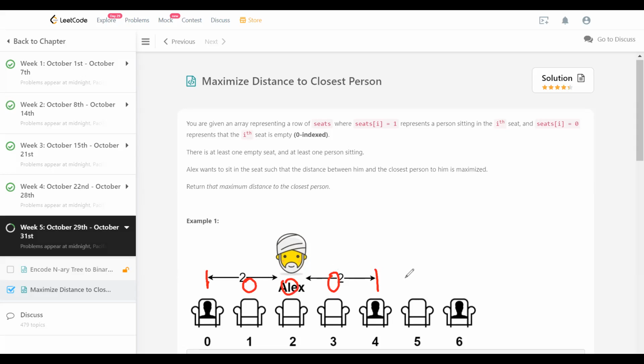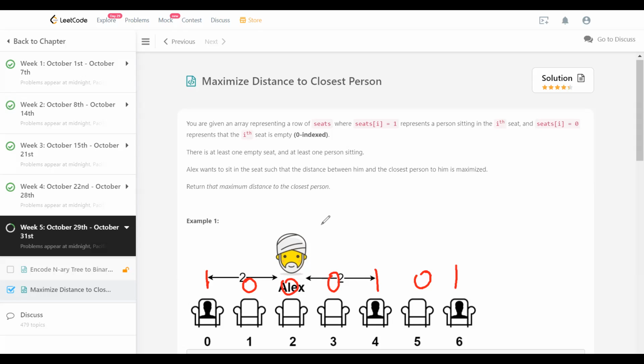So in this example, it's very clear here, right? Alex is going to sit at seat number two. Seats are zero indexed. So Alex is going to sit at seat number two, so that the distance to the closest person is two, right? And that is the maximum such possible value. So this is an optimization problem, and we want to maximize that. The solution is not really complex here.